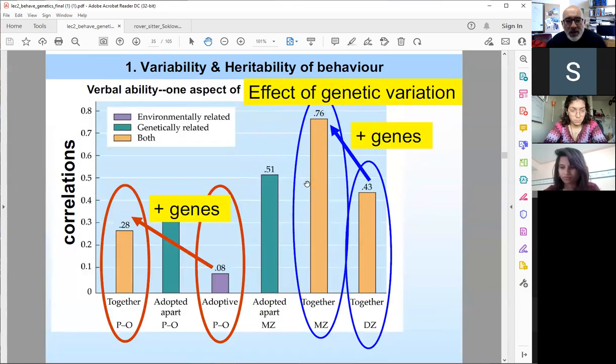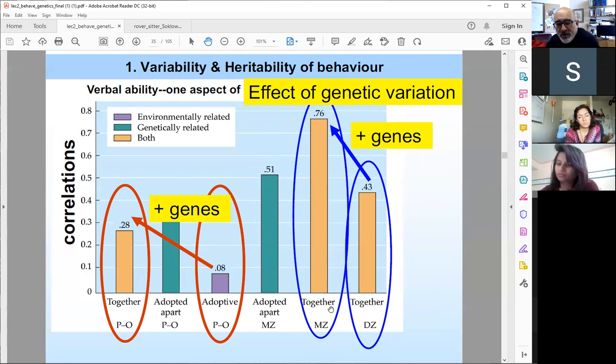There we go. Okay, and then we can look at the effects of genes, right? The effects of genetic variation. On the left here, we have parents and their offspring. You can see these are parents raising their own kids. These are adoptive parents raising offspring that are not their own. And that difference of 0.28 to 0.08 reflects the effects of genes. That is, there is a genetic effect.